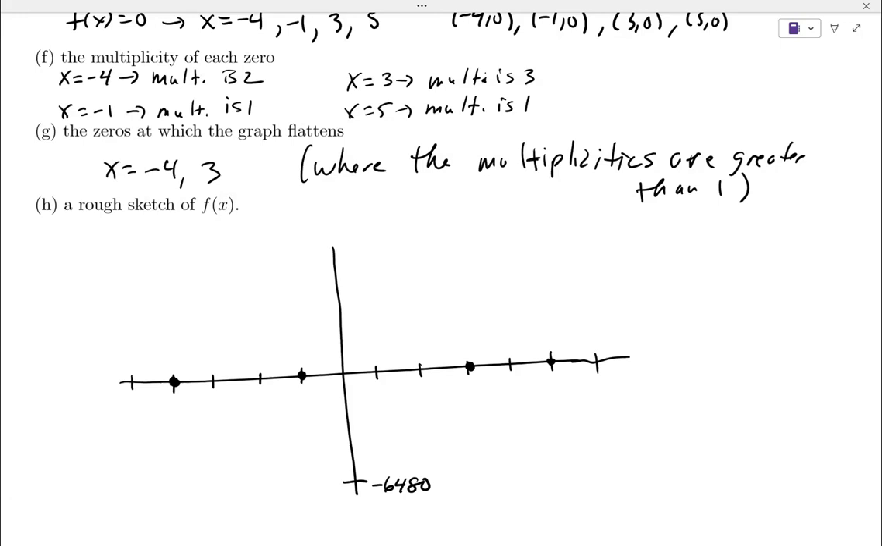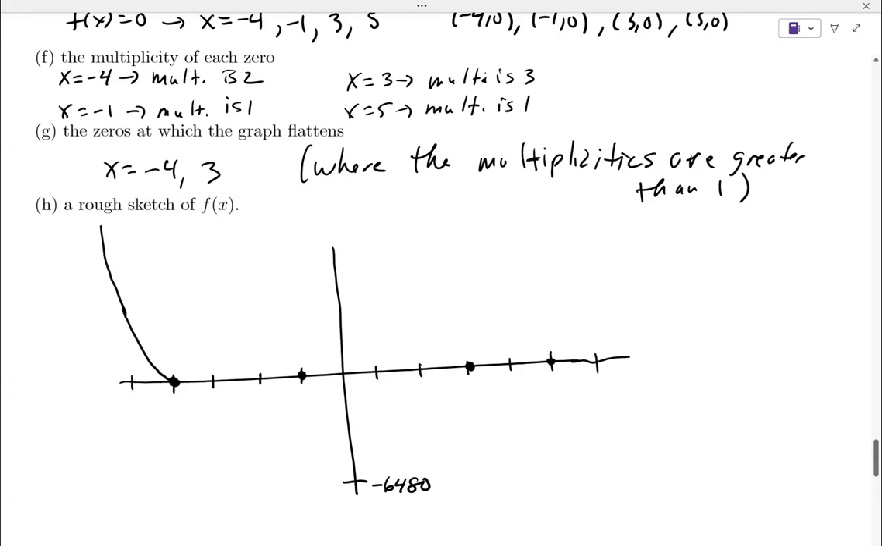Now we're going to get ready to draw the graph. From the end behavior, do I want to start on the upper left or the lower left from the end behavior that we talked about? Upper left, right? So I'm going to come down from the upper left. And what happens at -4? Well, we just said a second ago it flattened, right? So I'm going to make it flatten out at that 0.